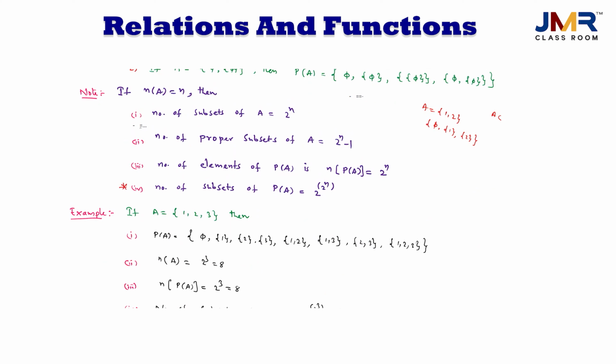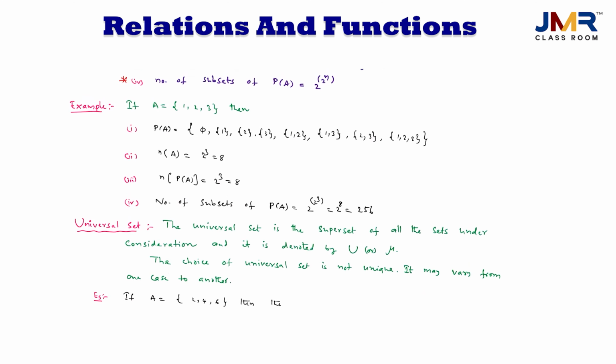Number of subsets of P of A. So how many elements are there in P of A? 2 power n. If any set contains n elements, then number of subsets is 2 power n. So set P of A contains 2 power n elements. So its power set, total number of subsets, equals 2 raised to 2 to the power of n. These four formulae are important.